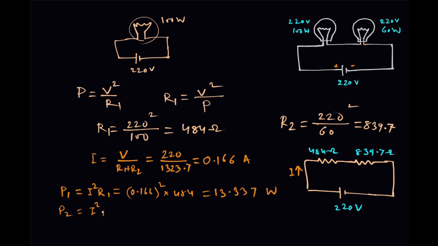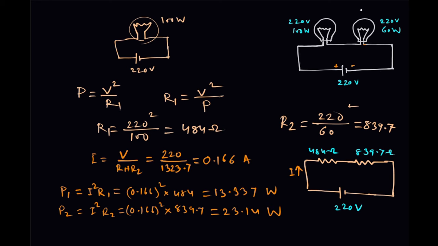Similarly, P2 is how much? That is equal to I square R2. That is equal to 0.166 square into R2 is how much? 839.7. That is equal to, let us calculate. That we get about 23.14 watt. Okay, so which is consuming more power, P1 or P2? It is P2 that is consuming more power.